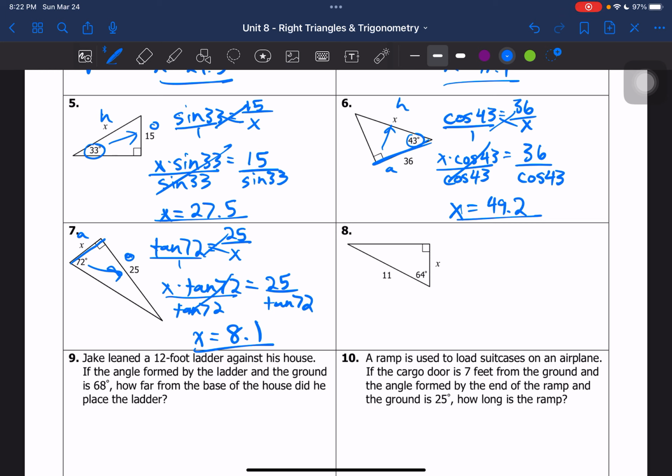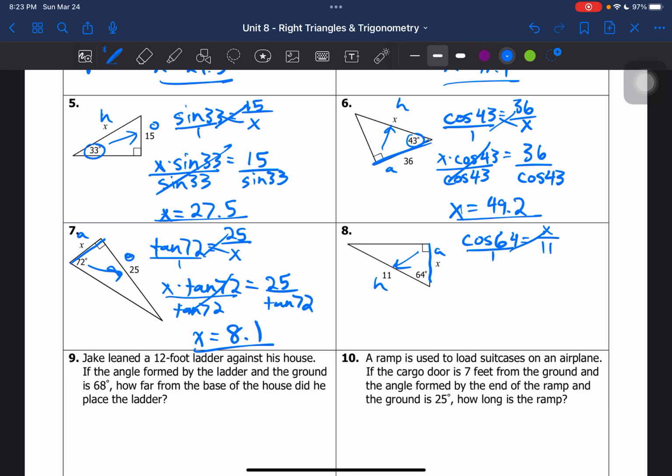Let's look at number 8. So I want to find out what this side is. That's a leg, and because it's touching my 64 degrees, that's an adjacent leg. And then I have the side 11, because that's across from my right angle, that's the hypotenuse. So I want to use the one that takes into account adjacent and hypotenuse. That would be cosine. So cosine of 64 equals x over 11.